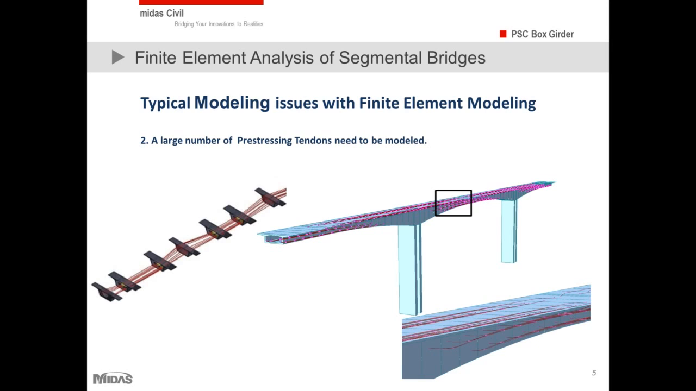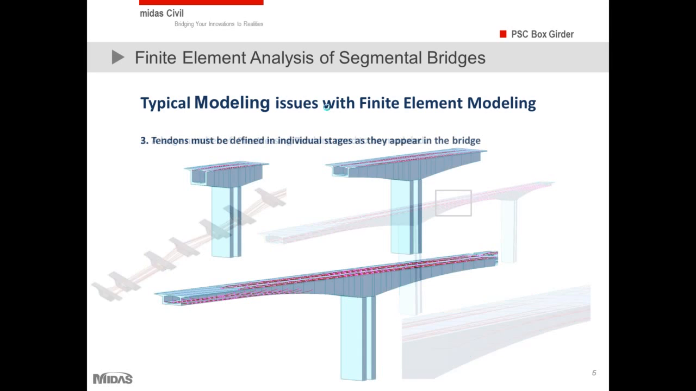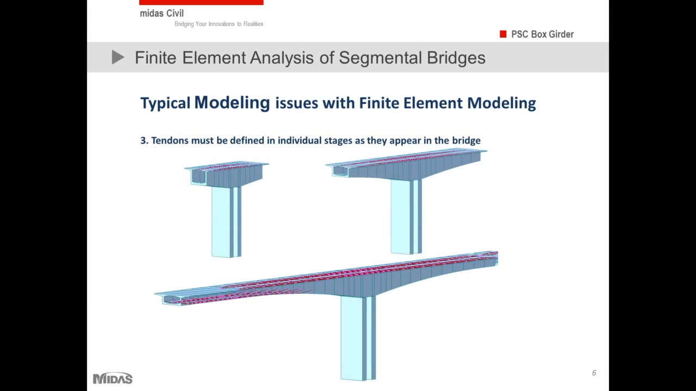And this bridge is straight here. If we have a curve in the bridge, which generally is, we need to make the tendons along the curve, which is again a very tedious task. So defining a large number of pre-stressing tendons and modeling them requires a lot of effort and time. Now, since we know that these bridges are constructed in several stages, we need to have different tendons in different stages, and hence we need to define these tendons in individual stages. And again, it's a tedious task.